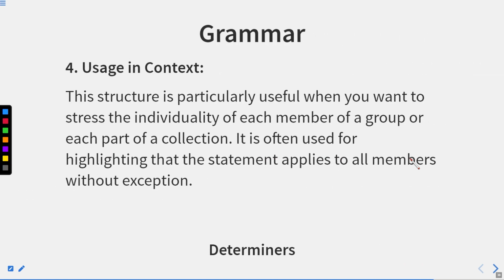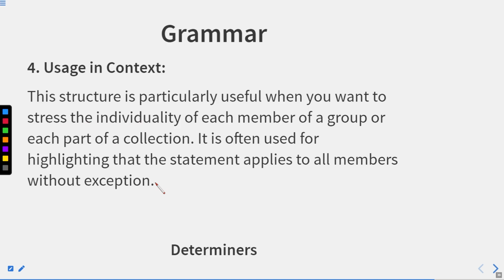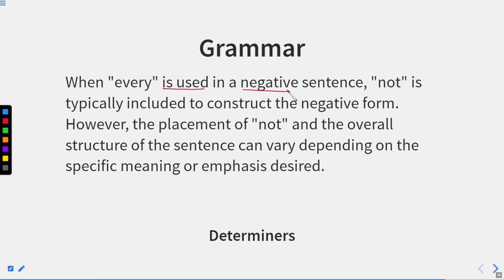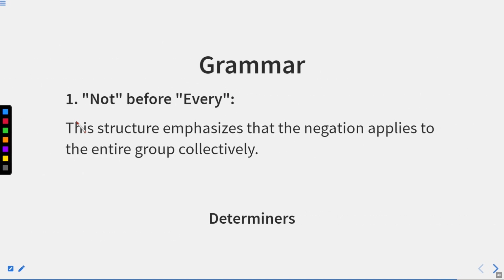Usage and context. The usage is particularly useful when you want to stress the individuality of each member of a group or each part of a collection. It is often used for highlighting that the statement applies to all members without exception. When every is used in a negative sentence, not is typically included to construct the negative form. It means with the word every, we can also use the word not. Now, there are two styles of using not with the word every. We can also use not every. We can also use not after, as we use not in the other sentences as well. Now, let us just see the sentence only.